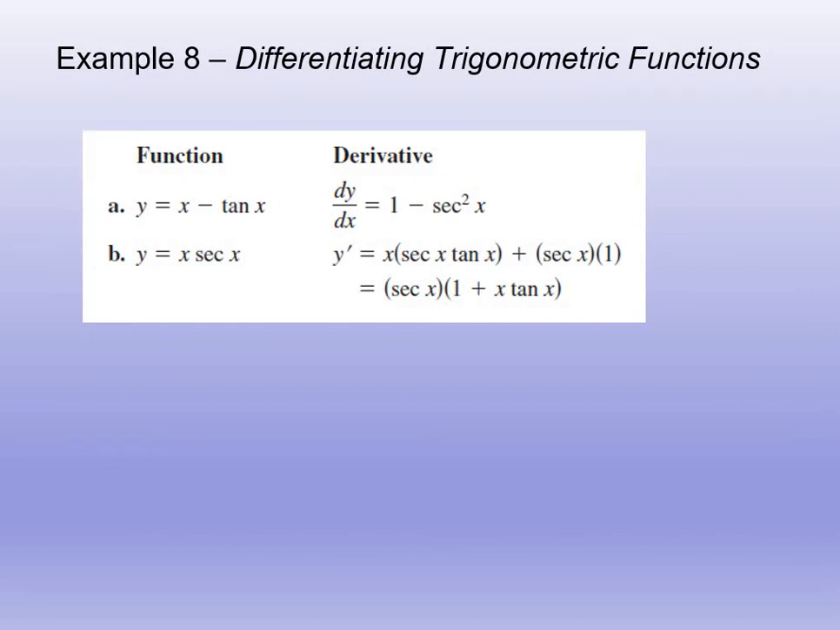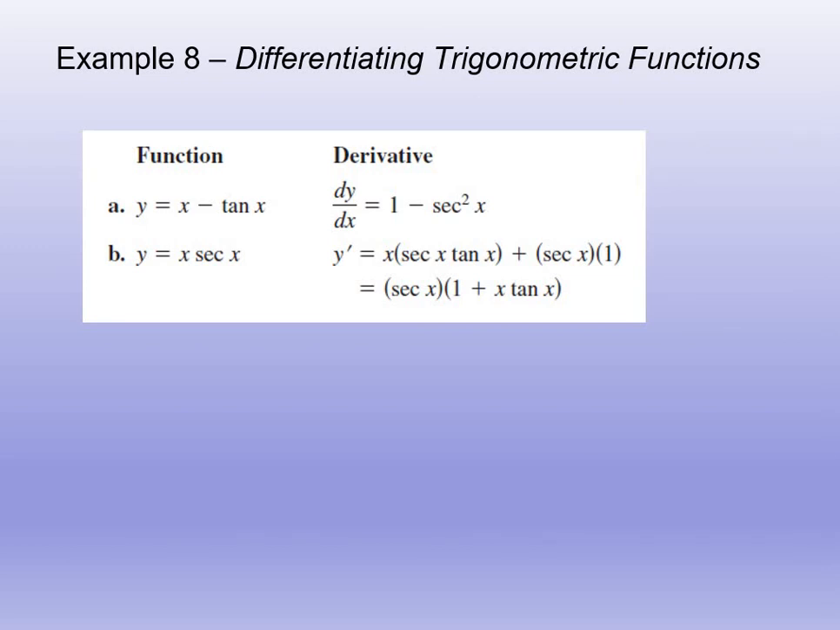So let's just do a quick example. If I give you the function y equals x minus tangent x, you would tell me the derivative dy/dx is the derivative of x, which is 1, minus the derivative of tangent x, which is secant squared x. So it would be 1 minus secant squared x.